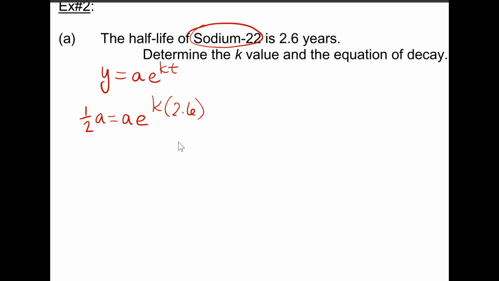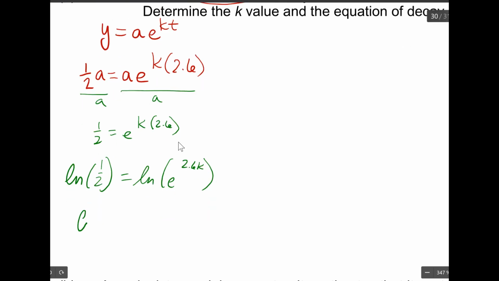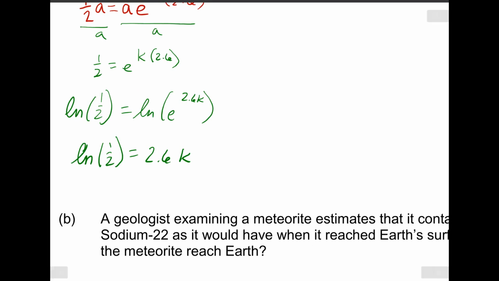So you divide A from both sides, so it cancels out the A, and it would be a half equals e to the K times 2.6. Then you put ln on both sides. So ln of 1/2 equals ln of e to the K times 2.6. Cancel the e, so you get ln 1/2 equals K times 2.6. Then you divide by 2.6 on both sides to get the K value itself.